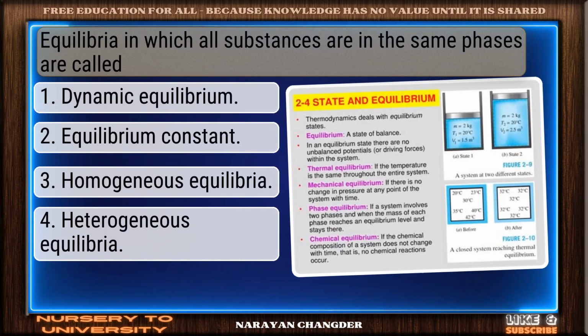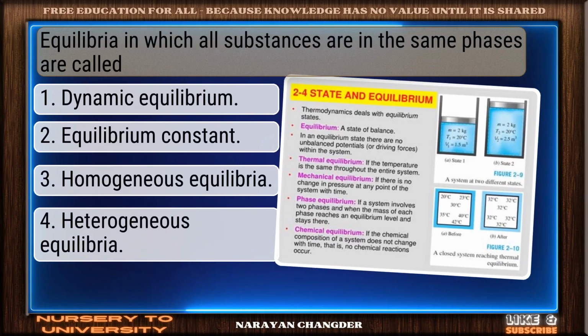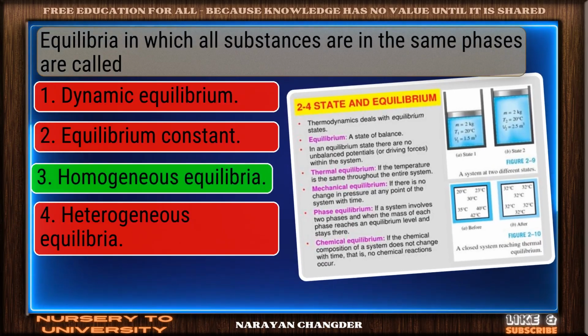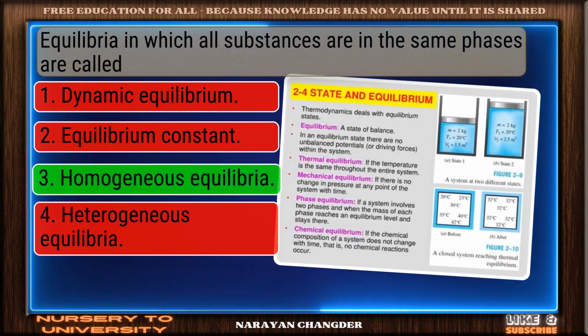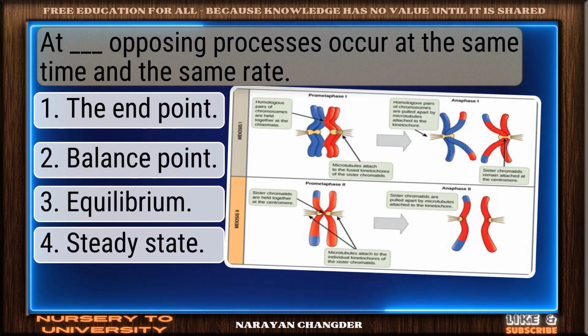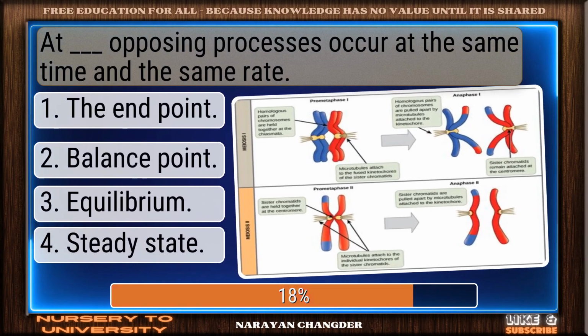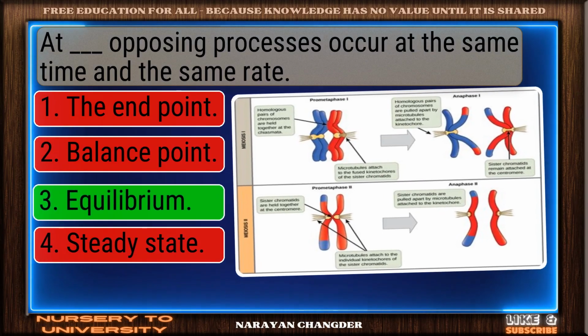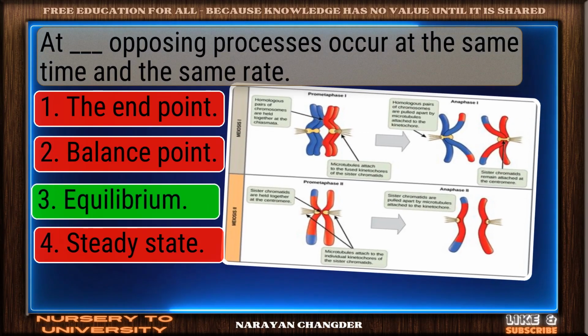Equilibria in which all substances are in the same phase are called... Good job. Homogeneous equilibria works well here. At dash, opposing processes occur at the same time and the same rate. Smart move. Equilibrium is an accurate answer.